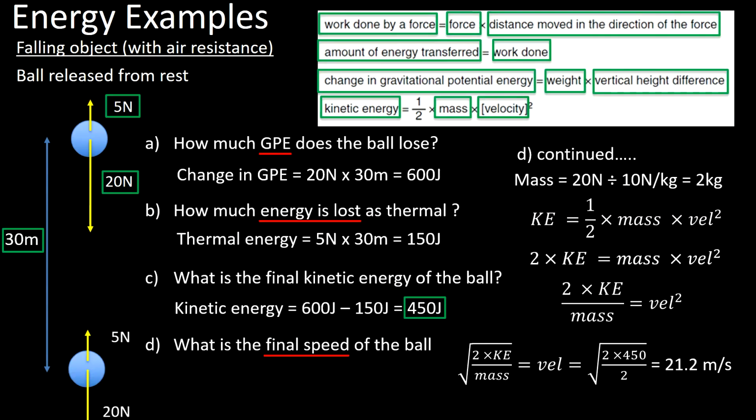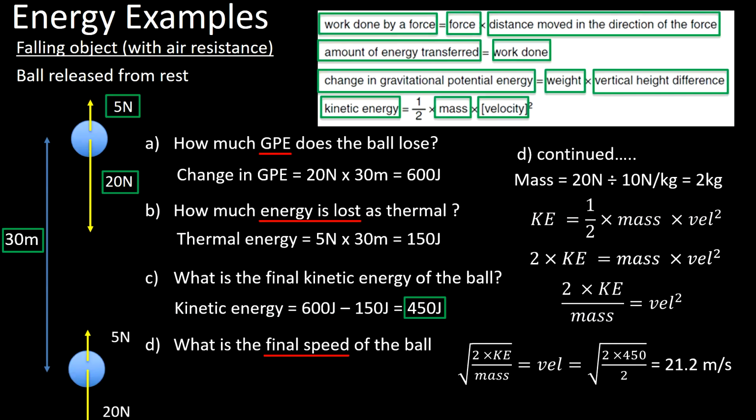Now, if you are not confident about rearranging equations, but you're quite good at remembering them, then it might be worth remembering that velocity is the square root of twice the kinetic energy divided by the mass. Okay? Now, when you do this, make sure you do the things in the right order in your calculator. Work out the bit under the square root sign first, and the final thing you do is the square root.